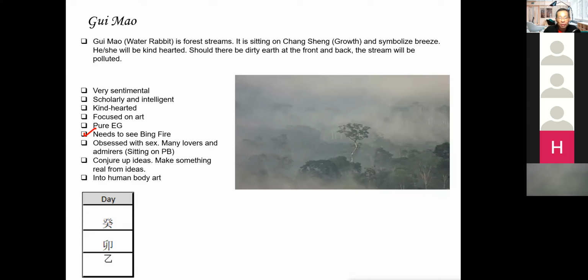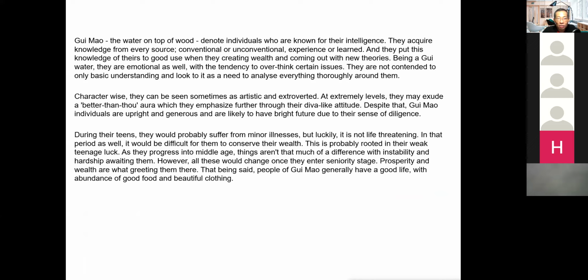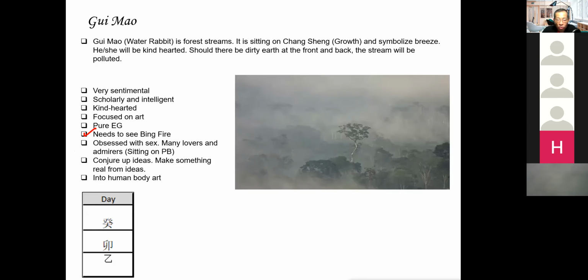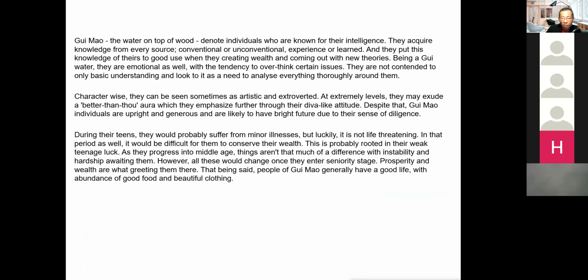Okay, so again, the pink fire comes in, and Chen, of course, is still very good to come into. Now, what is the Kuei Mao? It is pure EG, very pure EG. Therefore, they are very artistic, and because of that they are so clever. They are sometimes better than you. Therefore, they are a little bit more arrogant.